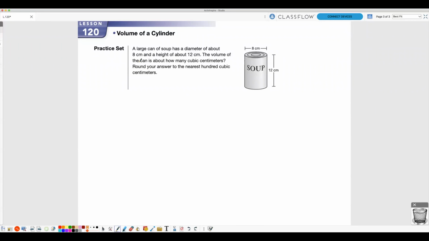Let's try this now. If you have a large can of soup, it has a diameter of about 8 centimeters and a height of about 12 centimeters. The volume of the can is about how many cubic centimeters? Round your answer to the nearest 100 cubic centimeters. So again, I need to find the area of the circle first. So the top of the can, it says that the diameter is 8 centimeters. I need to know what half of 8 centimeters is. Hopefully you all know that. That's going to be 4 centimeters.